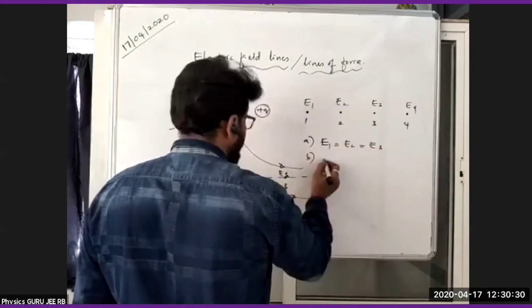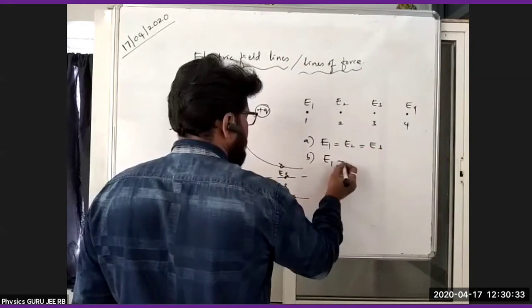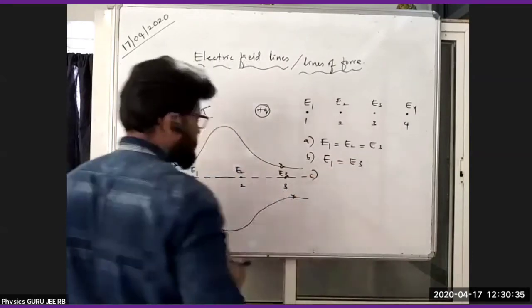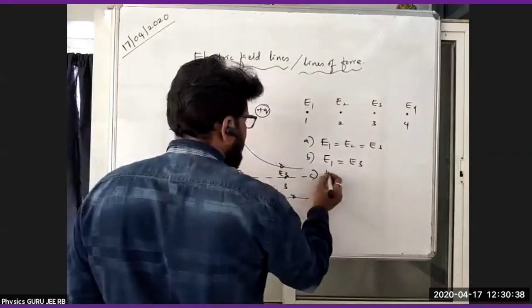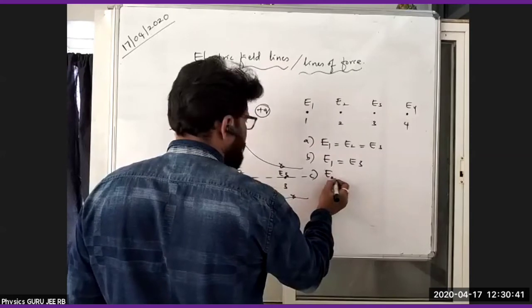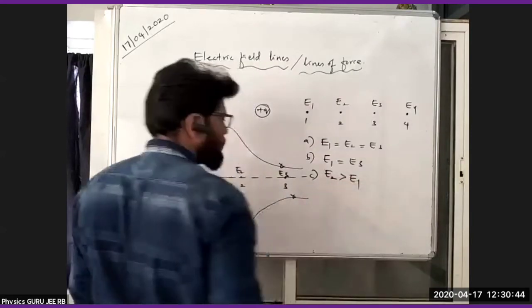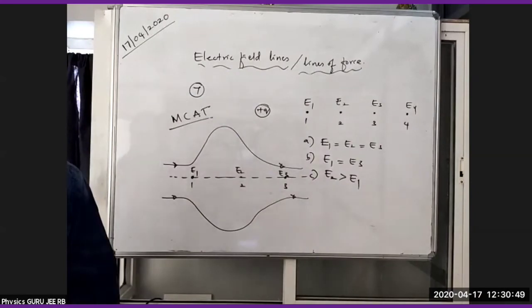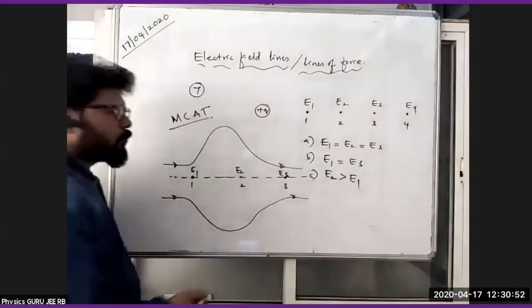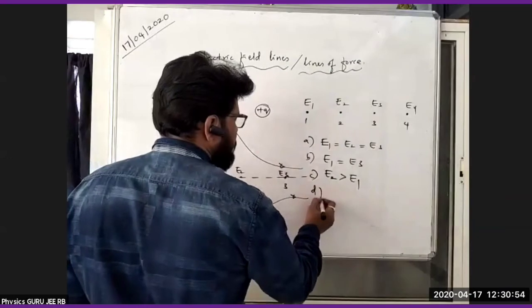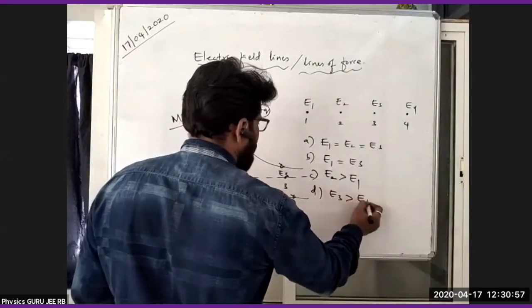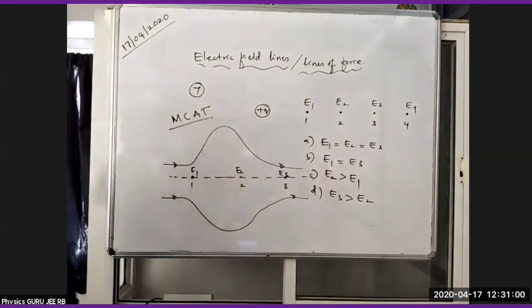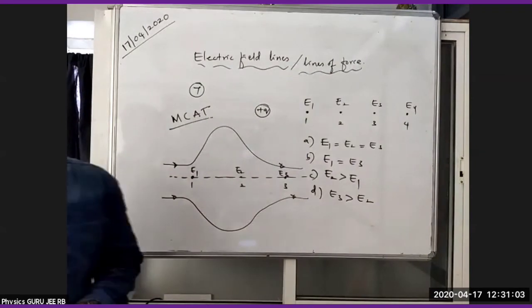The B option is E1 equal to E3. C option is E2 is greater than E1. D option is E1 is equal to E3 and E3 is greater than E2. Now, can you tell me what are the correct options?